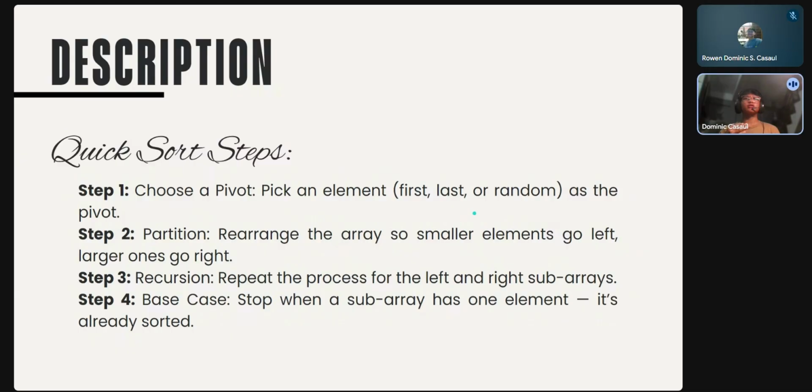Here are the quicksort steps. Step one, choose a pivot, which in short means you pick an element. It's either the first, last, or random. Second, the partition: you rearrange the array so smaller elements go left and larger ones go right. In step three, recursion, you repeat the process for the left and right subarrays. And lastly, for the base case, you stop when a subarray has one element, since it's already sorted.